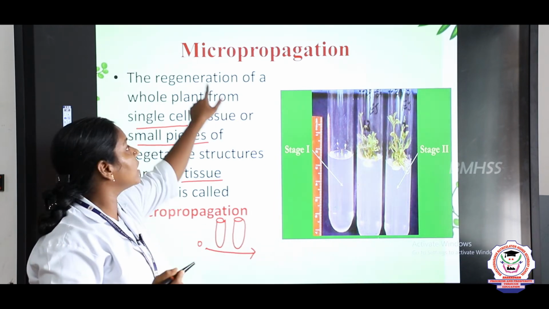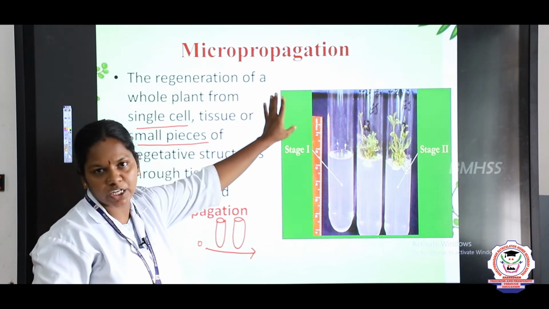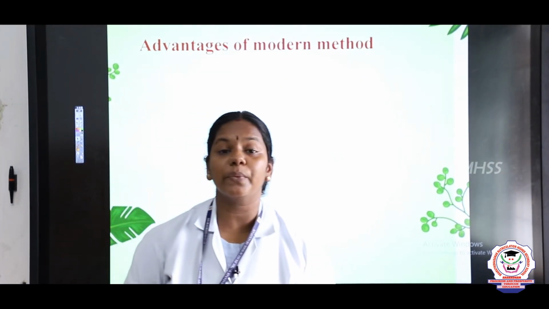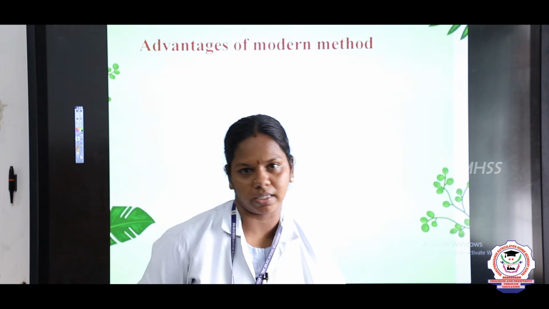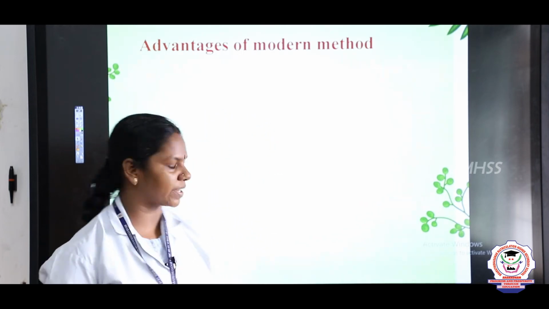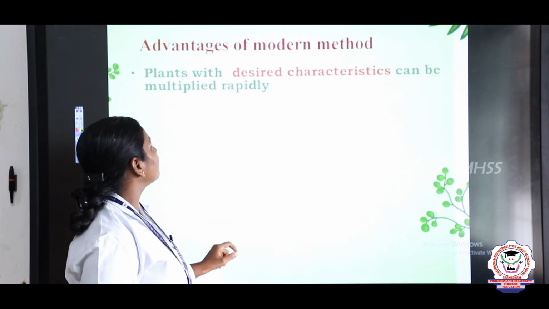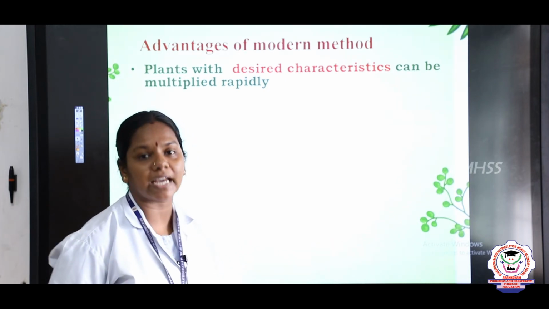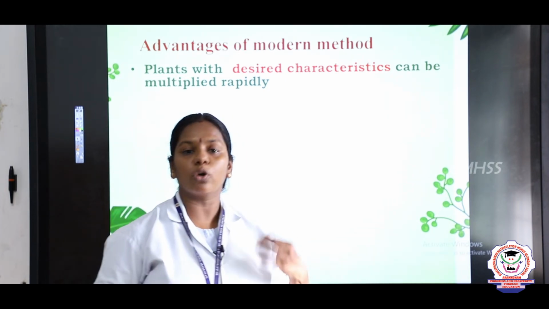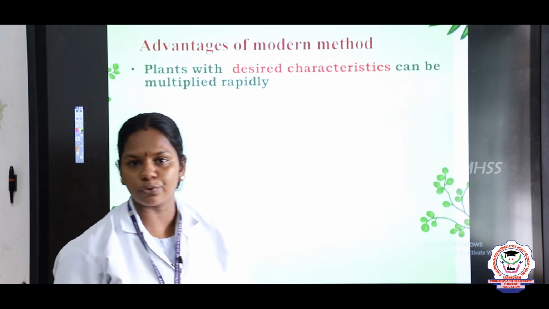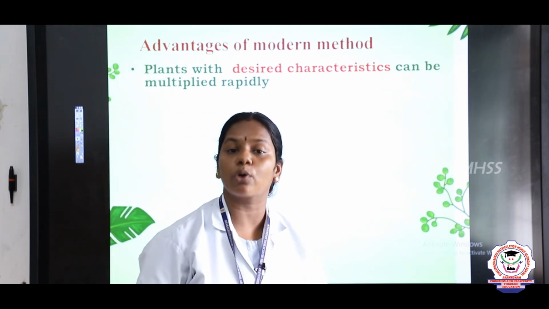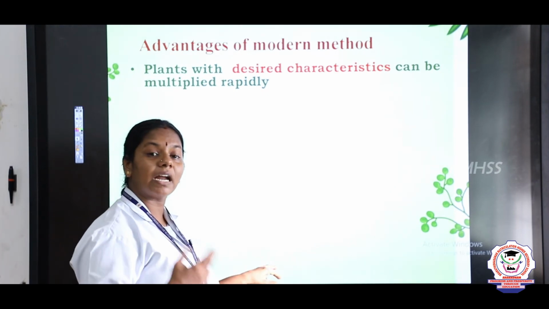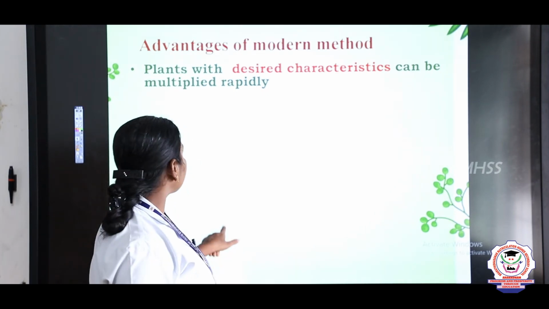That process we call micropropagation. Children, now we are going to discuss the advantages of the modern method, that is tissue culture and micropropagation, right? The first advantage is that any plant with the desired characters, which may produce a larger number of fruits or very sweet fruits, can have those desired characters brought to the next generation, and it can be done very fast, rapidly.